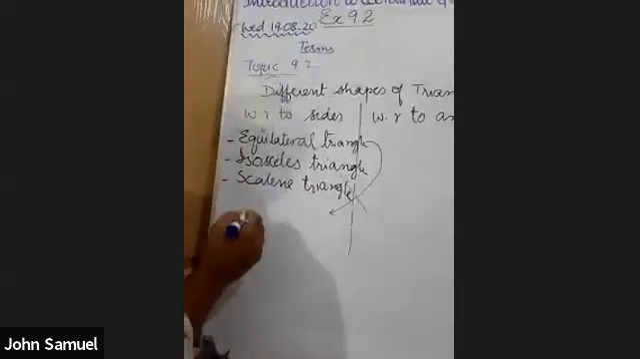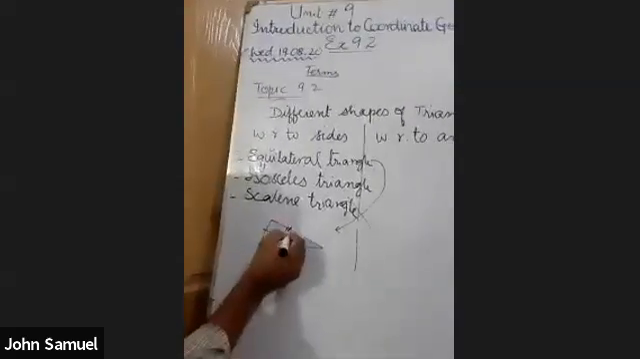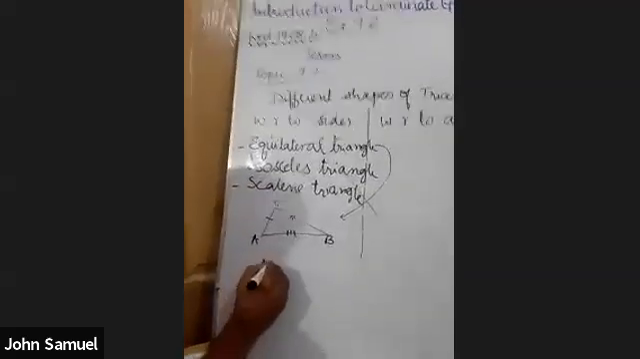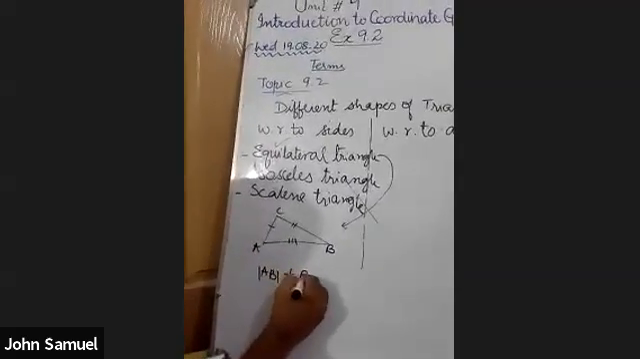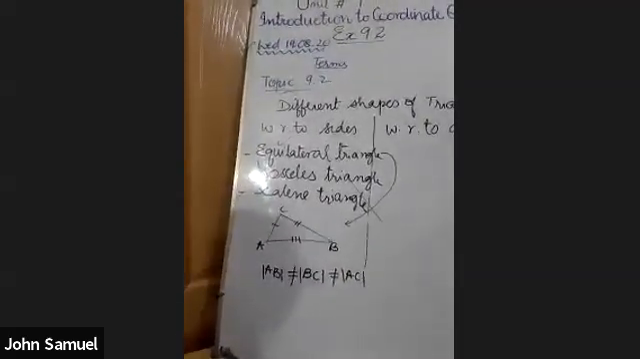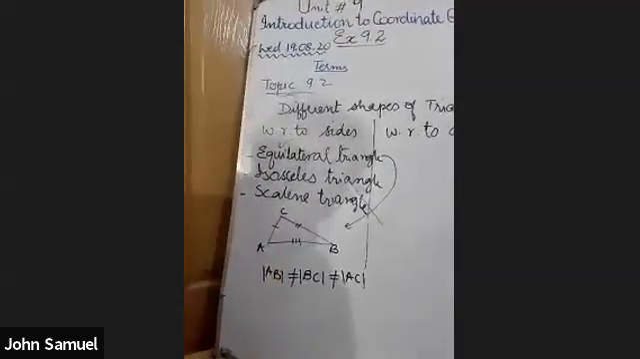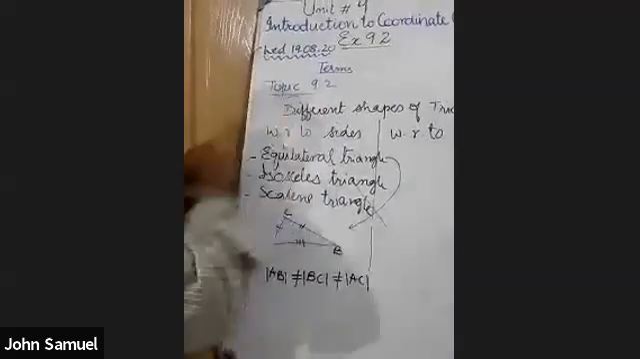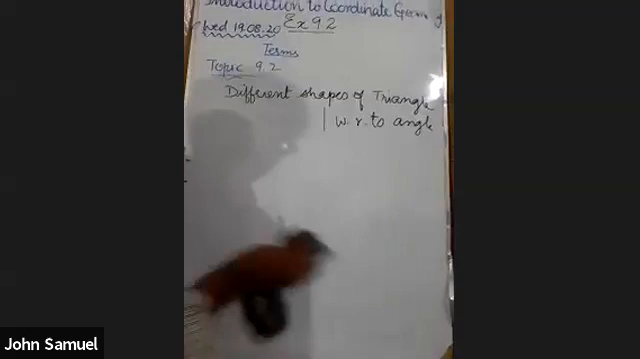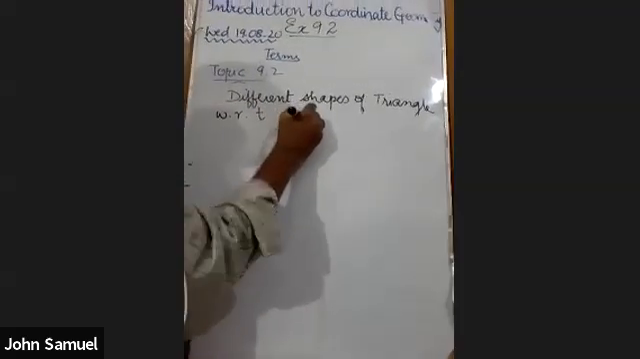Now let's move to the scalene triangle. Remember, when all three sides are different, this side is not equal to this side and this side, we can label it ABC. So we can say that AB distance is not equal to BC distance, which is not equal to AC distance. Out of the three sides, no distance is equal. When all three sides are different in length, we say this is a scalene triangle. I do hope that it is clear. So this is about different triangles with respect to sides. Now we will move to triangles with respect to angles.